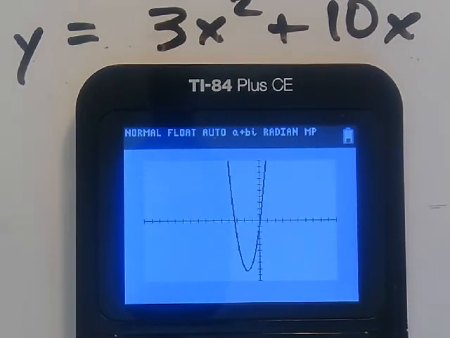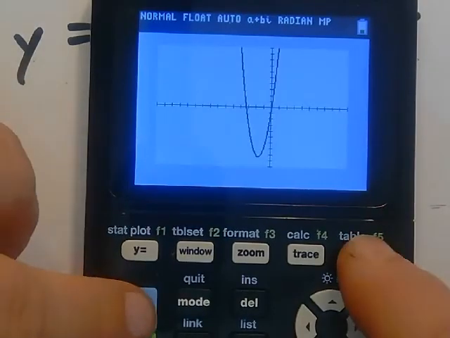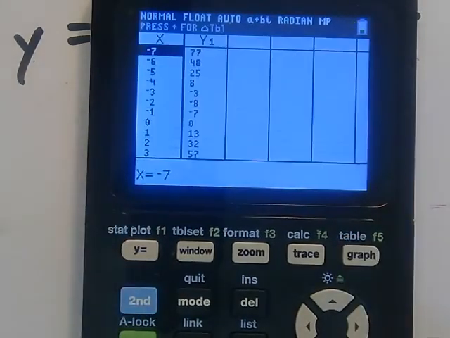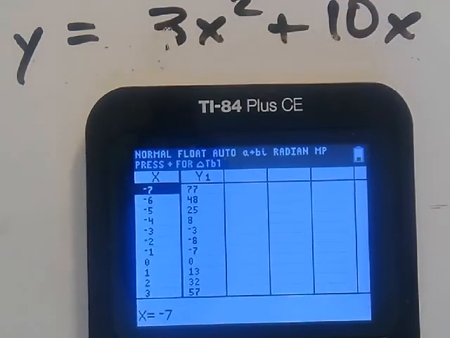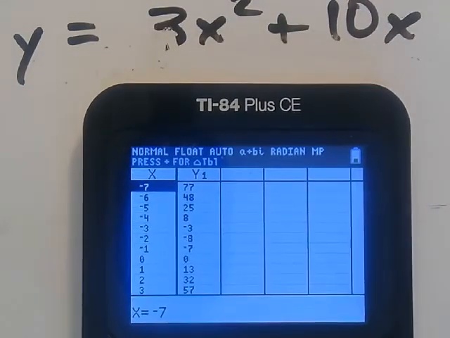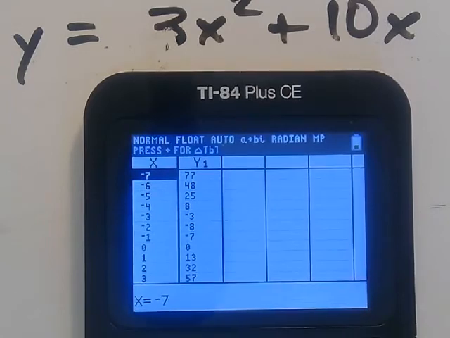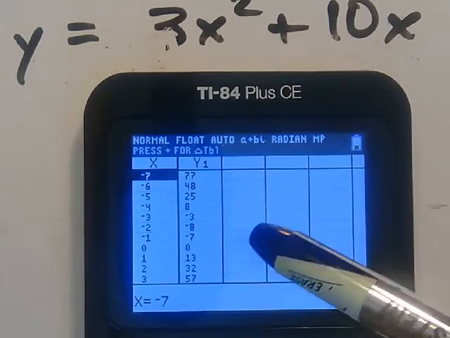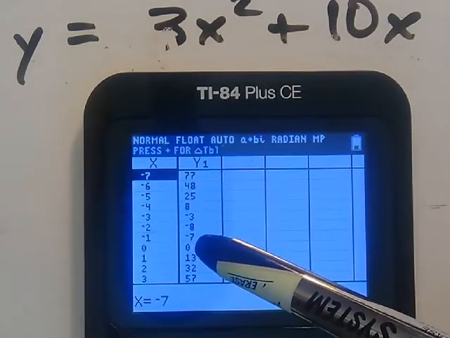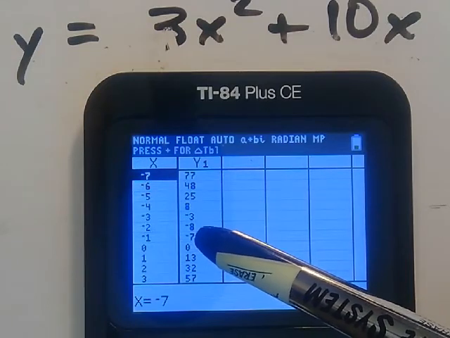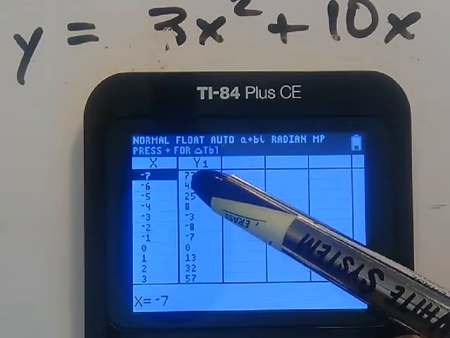And if I am certain that this is right, then the table ought to be correct. Let's go take a look at table. So I'm going to go second graph here, second table, and I have some values on this table that we saw when we did the problem earlier. Remember, we said 0 went to 0, and -1 went to -7, and -2 went to -8.